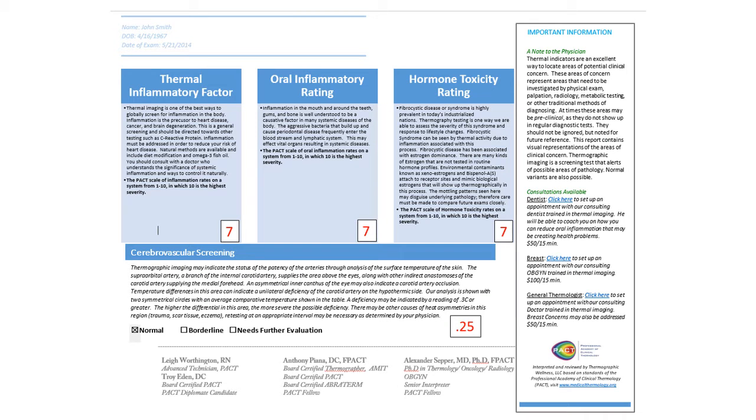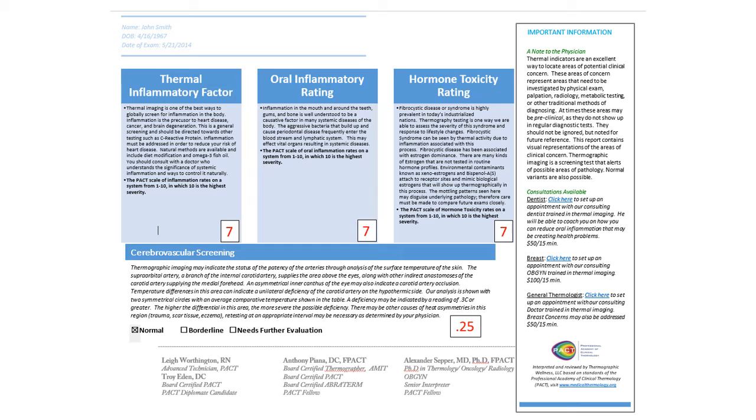Okay, this is the cover page to our report. This is the meat of it all here. As you can see at the top of this, there are 3 factors. There is the thermal inflammatory factor, we have the oral inflammatory factor rating, and we have the hormone toxicity rating. As you can see, they are listed as numbers 1 through 10. In this case, they are all 7.